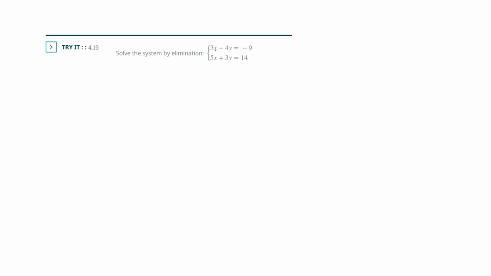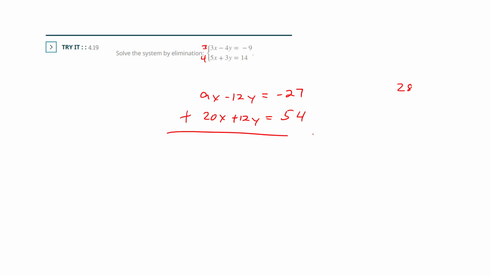So we want to create the opposites. It can be in anywhere we want, but because we have these opposite signs, let's do a 3, which I got from here, and a 4 on the bottom. Now we've got 9x minus 12y equals negative 27. 20x plus 12y, what would that be, 54? Okay, now we create our giant addition problem. The y's are gone, which is why we chose it. We had those opposite signs.